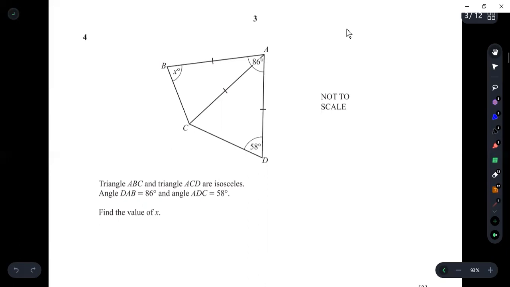This is the triangle ACD. Angle DAB is 86, already marked here, and angle ADC is 58, again marked here. Find the value of X.